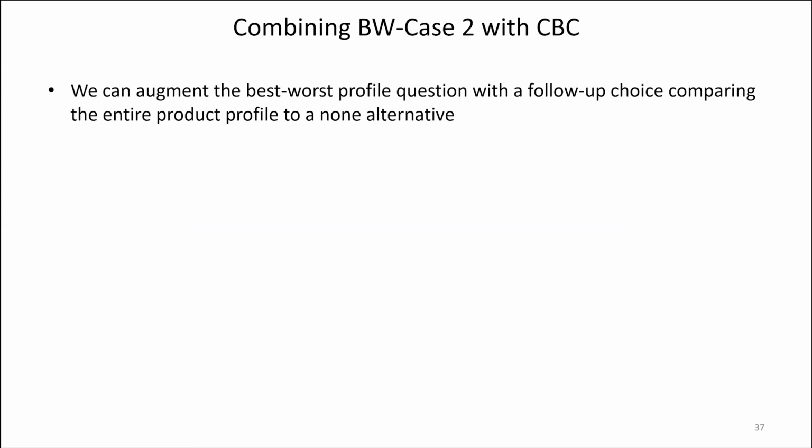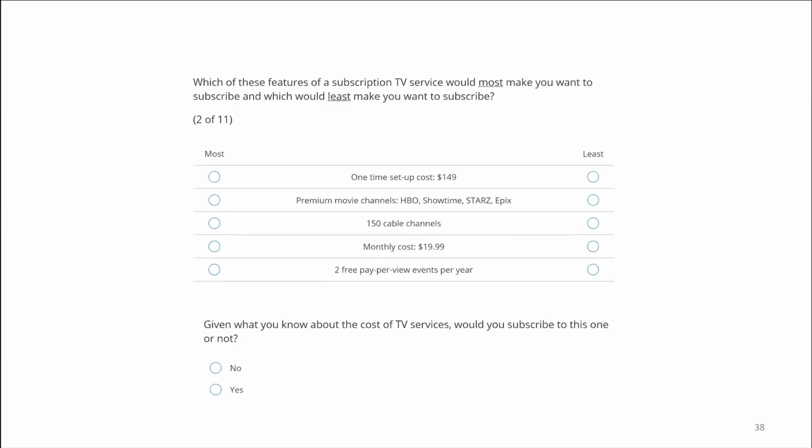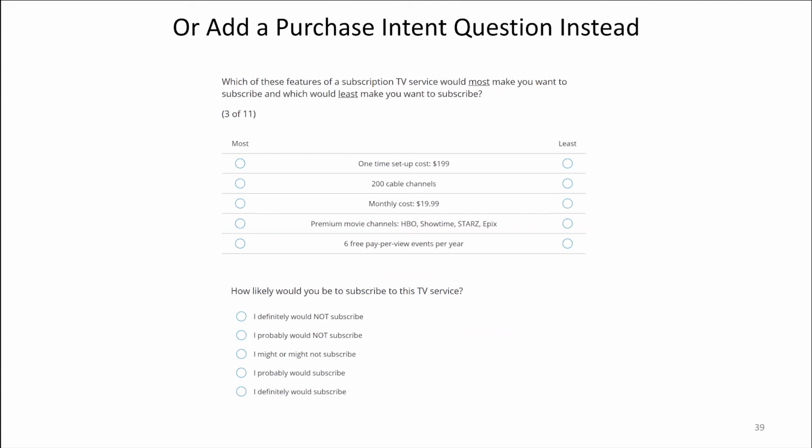You can even combine best-worst case 2 with choice-based conjoint. The easiest way to do that would be to follow up each of the best-worst questions with essentially a none alternative, a yes/no. So in the first half of the question, we're asking people which one of these elements of the profile they like best and which one they like the least. And then we're saying, hey, given what you know about TV services and such, would you really subscribe to the one above or not? Here they're giving us a holistic choice about the whole profile above. In this way, we're combining best-worst conjoint with MaxDiff. We could do the same thing if we just added a purchase intent question there at the end.